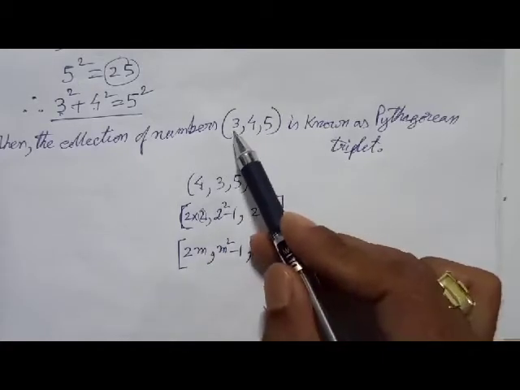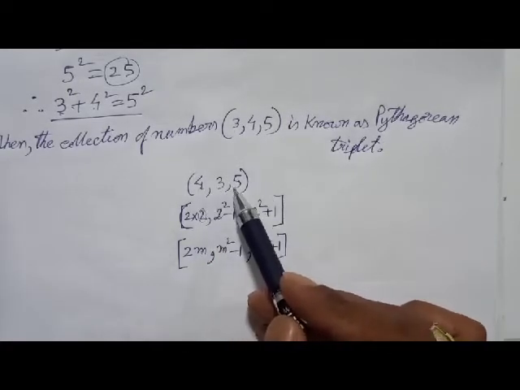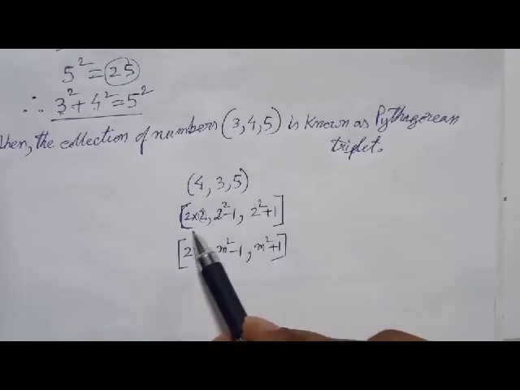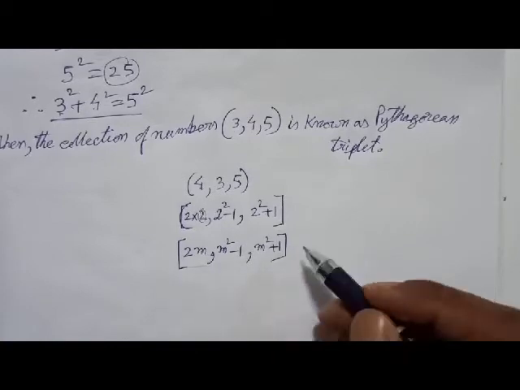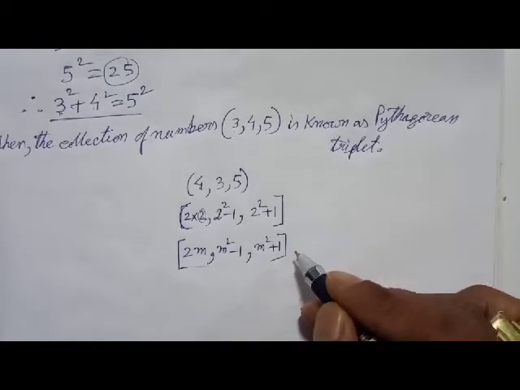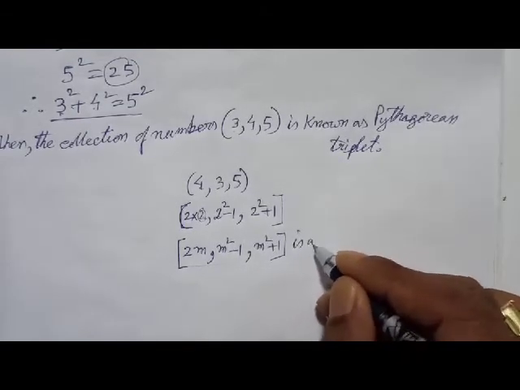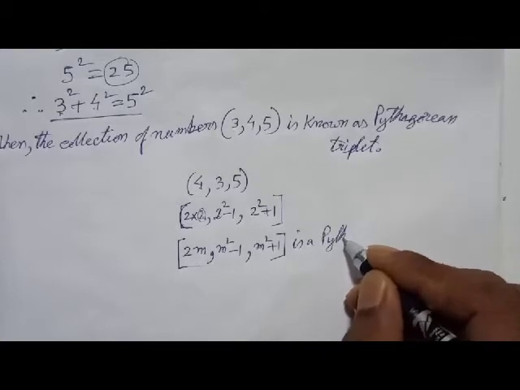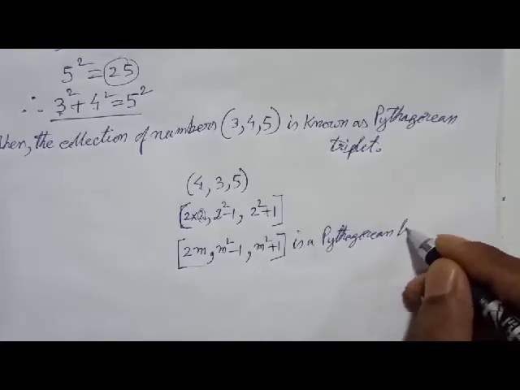Here we see that 3, 4, 5 are Pythagorean triplet. Then 4, 3, 5 is also a Pythagorean triplet. So this is the formula to find out Pythagorean triplet.